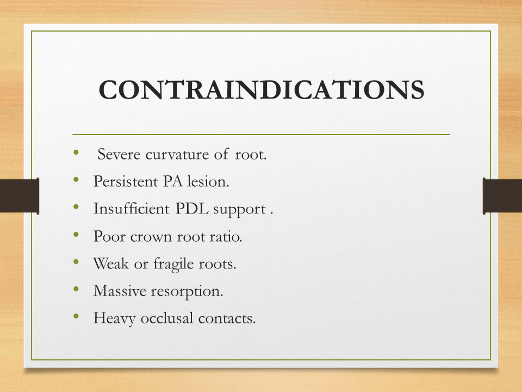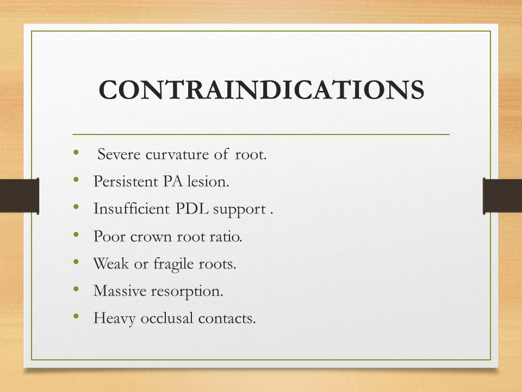If you have poor crown root ratio, in teeth which have very short roots, we do not suggest post and cores, because you need a significant amount of root length, which will be discussed in later slides. Weak or fragile roots, like in cases where you have internal or external resorption, or the root itself is weak, or there is an apical root fracture, in such cases we do not advise post and cores.